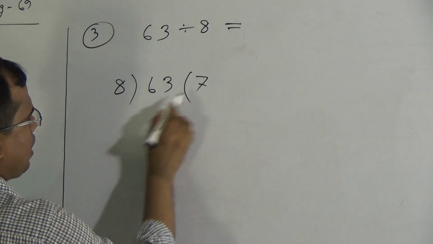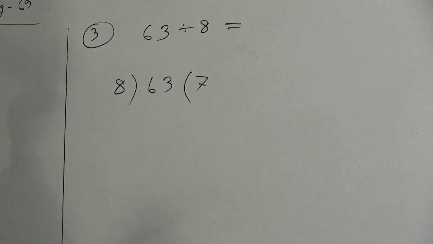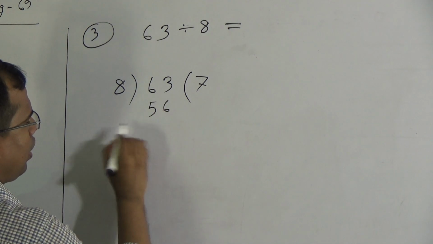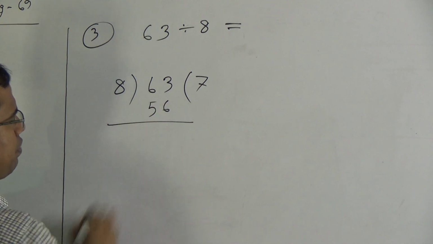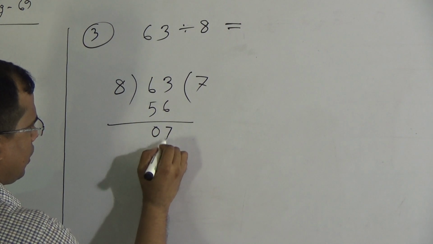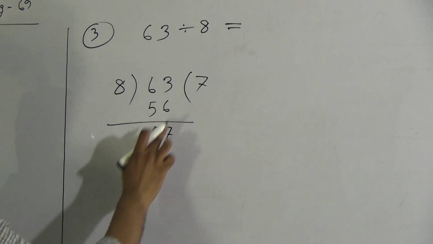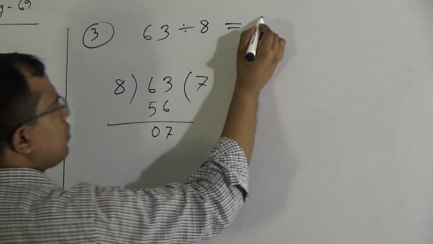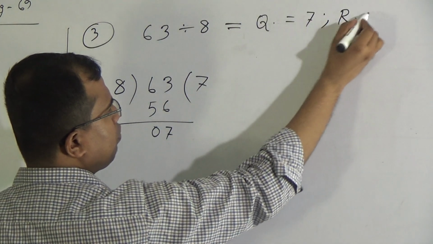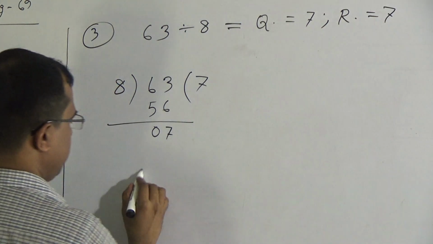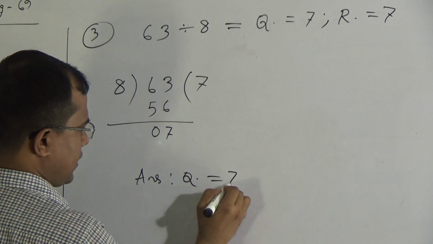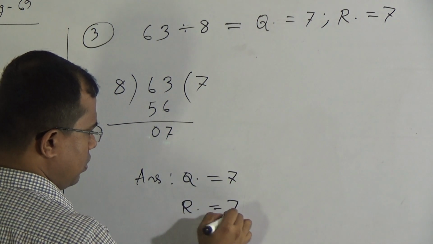If we give 7 times, then what are 8 7s? 8 7s are 56. We will write this 56 under 63. Now we will subtract. If we subtract 56 from 63, it will be 7. That means quotient 7 and remainder also 7. Quotient equal to 7, remainder equal to 7. Answer: quotient 7, remainder 7.